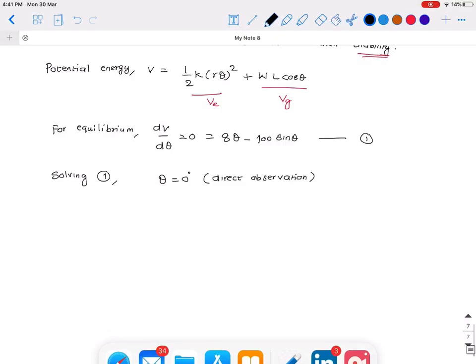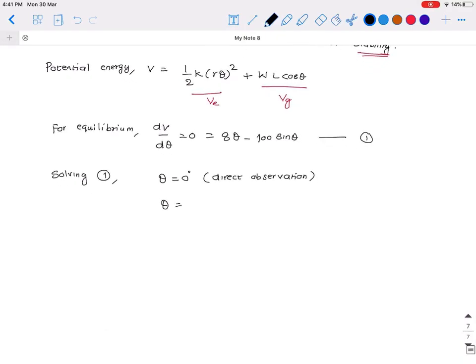Another solution is 166.55 degree. This you have to find by applying trial and error procedure. This is not a simple algebraic equation, so we need to employ trial and error procedure to find this solution. So we have two possible equilibrium configurations, two possible equilibrium theta.